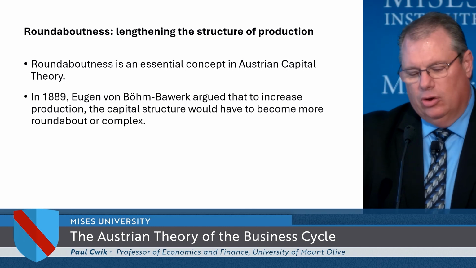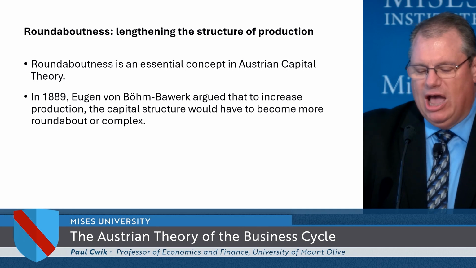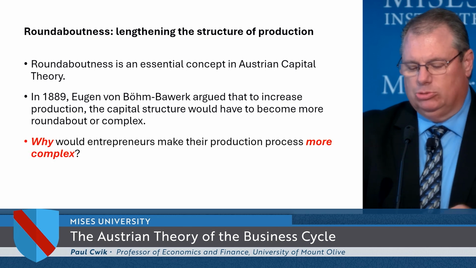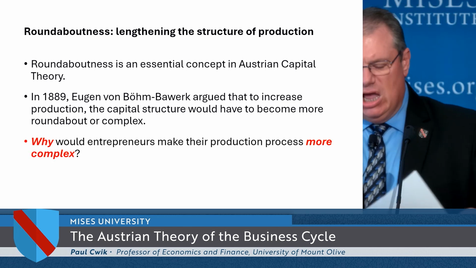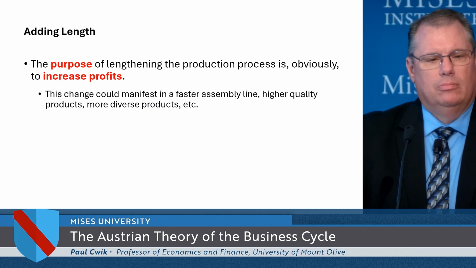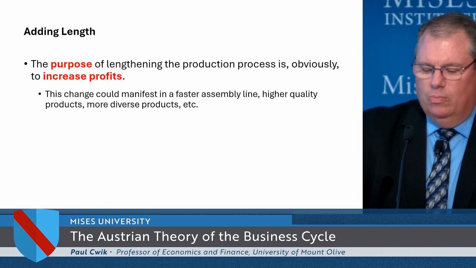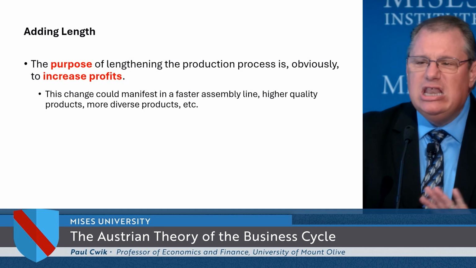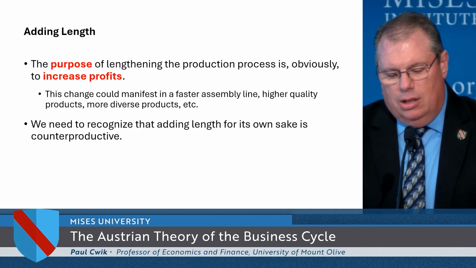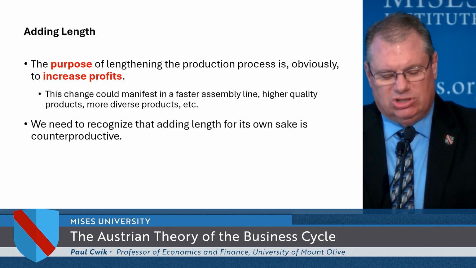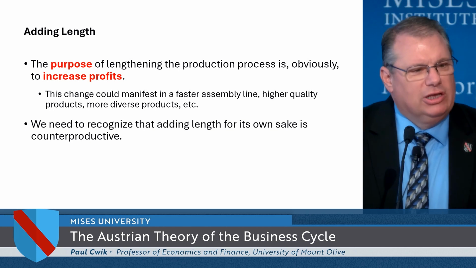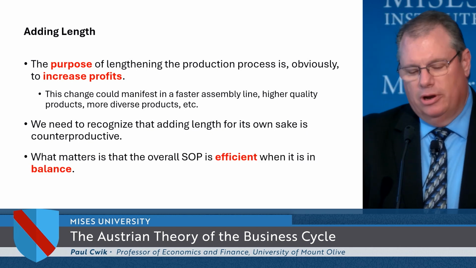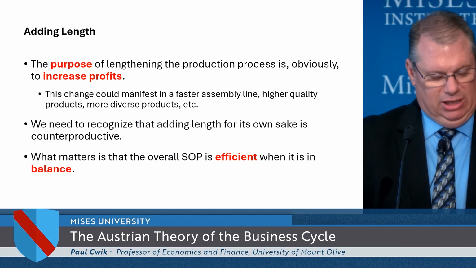So back in 1889, Eugen von Böhm-Bawerk argued that to increase production, the capital structure would have to become more roundabout or more complex. Now, why would entrepreneurs make their production process more complex? And the answer is fairly straightforward. Make profit, right? That's why. So that might manifest itself in a faster assembly line, or higher quality products, or more diverse products, or any number of things. So we need to recognize that adding length for its own sake is counterproductive, because I don't want to just make things that take a long time to make or make them unnecessarily complex. What matters is that the structure of production overall is efficient when it's in balance.